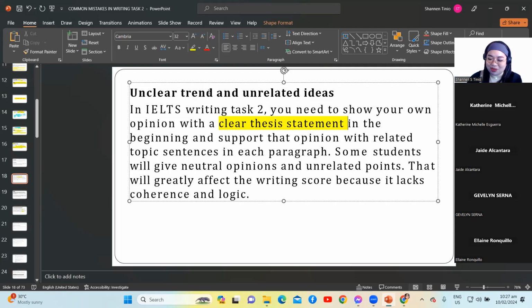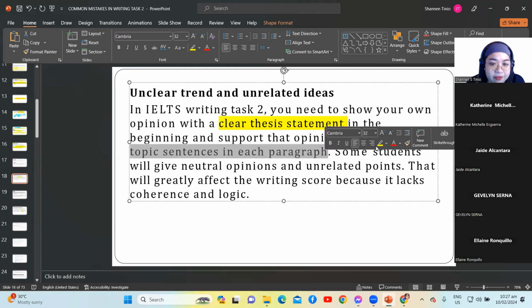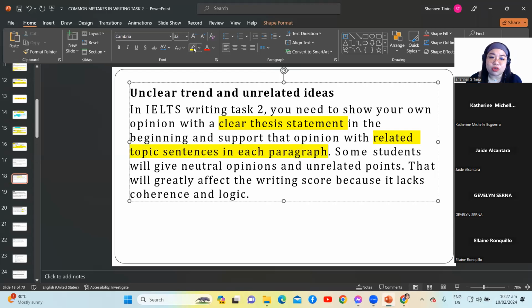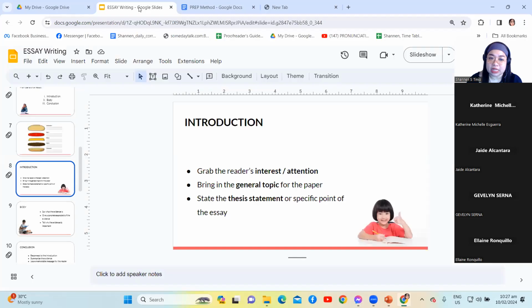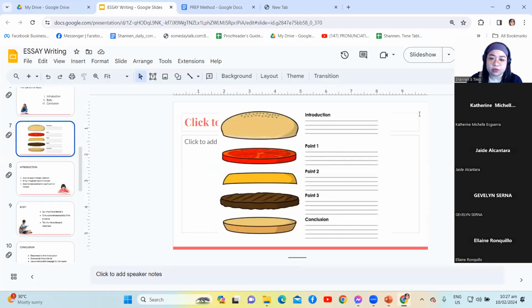Okay, yeah. What I'm trying to say is, make sure that you have a clear thesis statement in the beginning and support that opinion with related topic sentences in each paragraph. So, ito yung pinakita ko sa inyo kanina, guys, sa isa kong PPT for my student. Kita nyo to? This is the sandwich method.